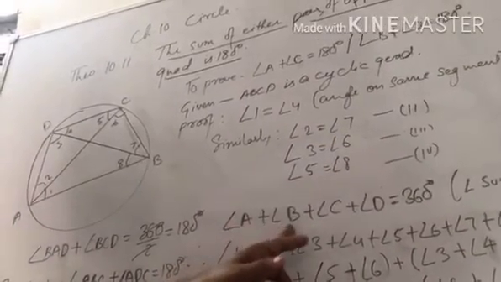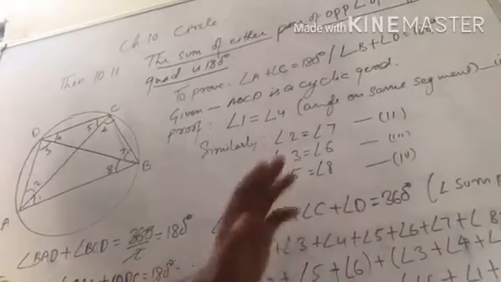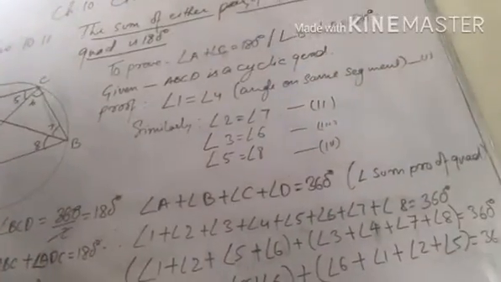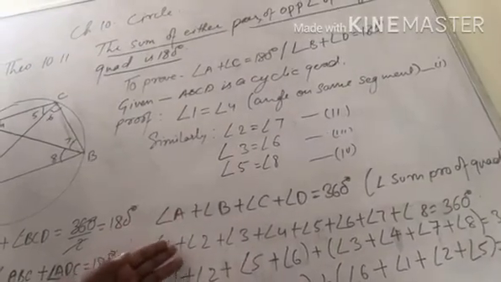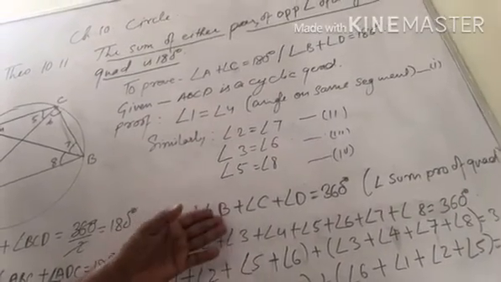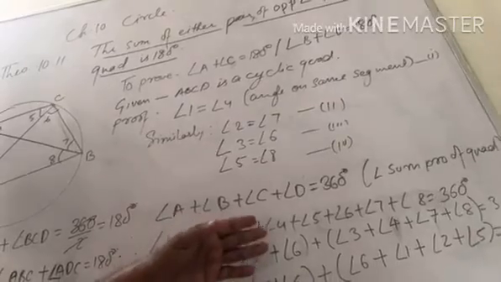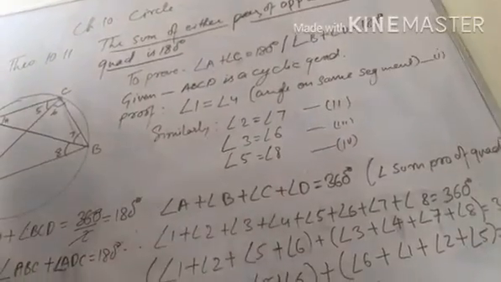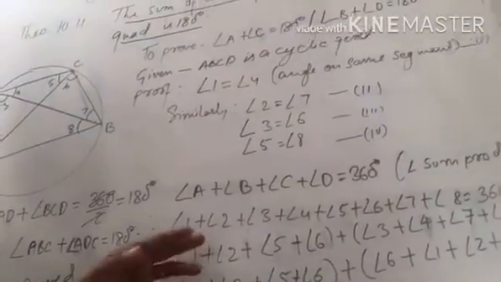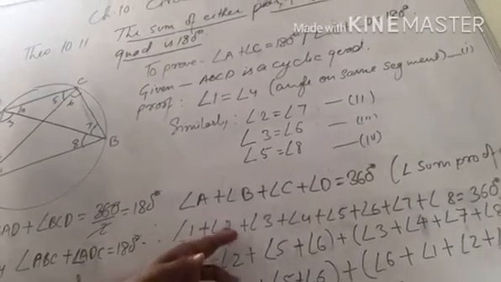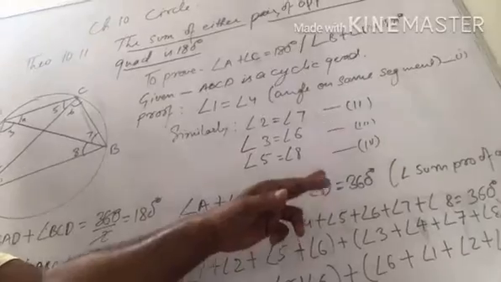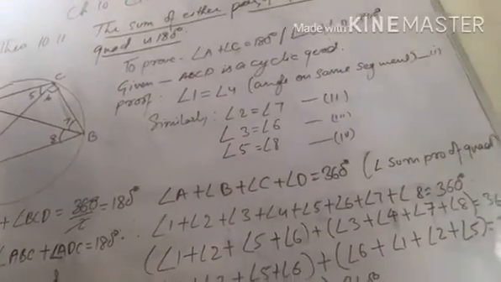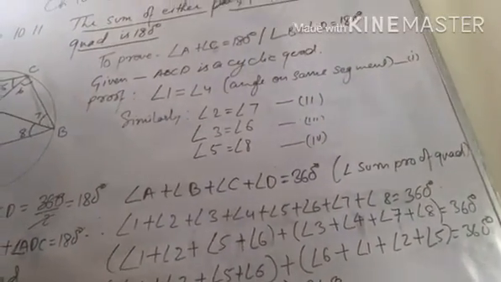Now, we know that the angle sum property of a quadrilateral is 360 degrees. So, angle A plus B plus C plus D is equal to 360 degrees. Now, angle A is equal to angle 1 plus angle 2. Similarly, B is equal to angle 3 plus 4, and C and D likewise. Then we add angle 1 plus 2 plus 3 plus 4 plus 5 plus 6 plus 7 plus 8, which is equal to 360 degrees.